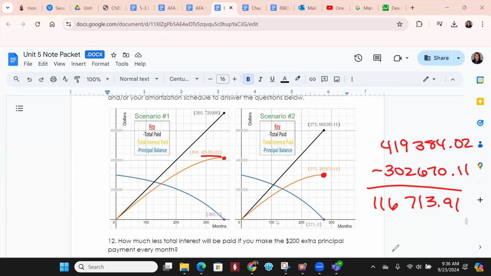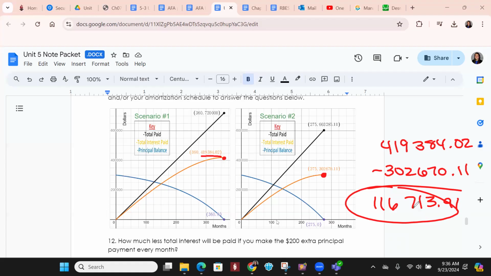116,713.91, right? Okay. Just from making those extra $200 payments, this is how much money we save. It's like 2 Hellcats. Boom. But not too perk up.